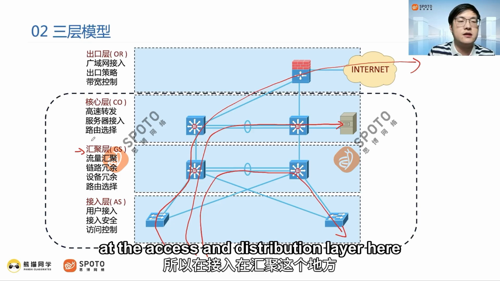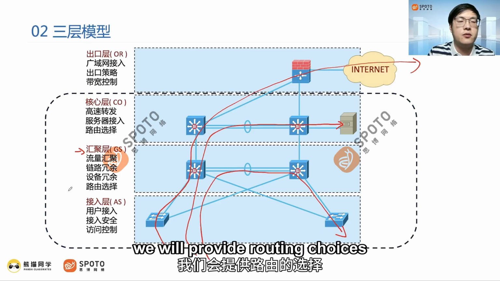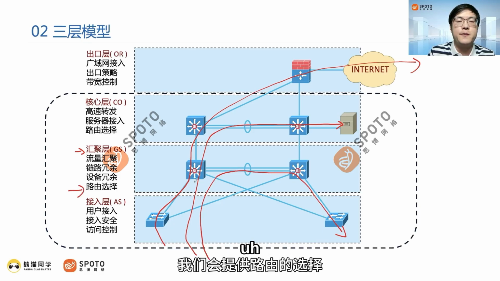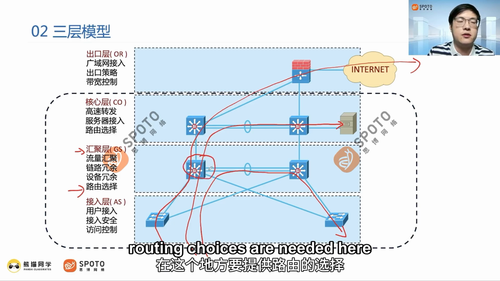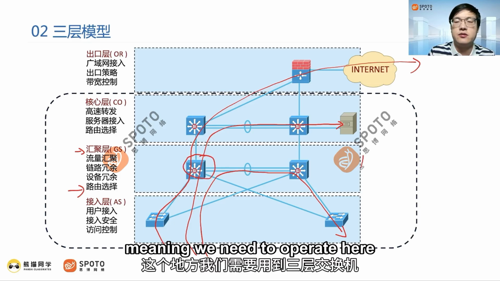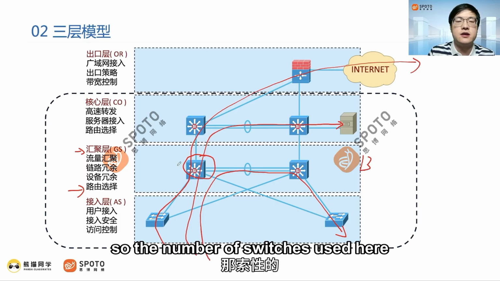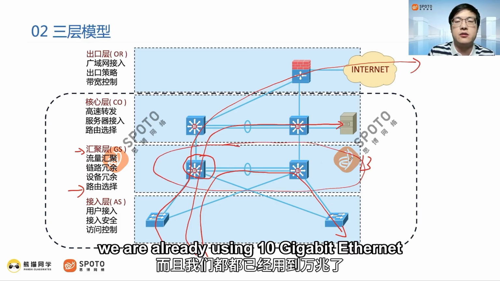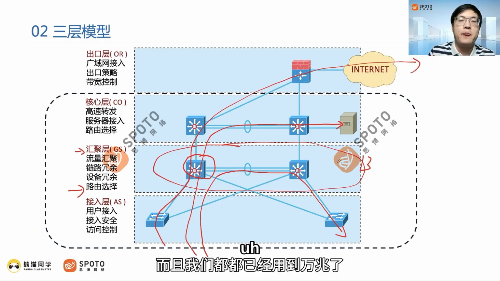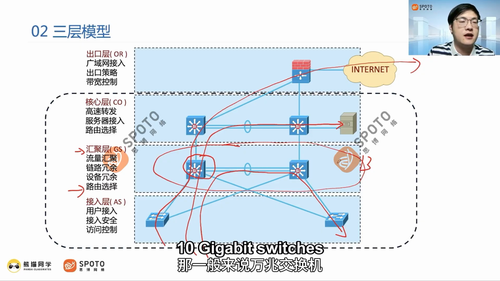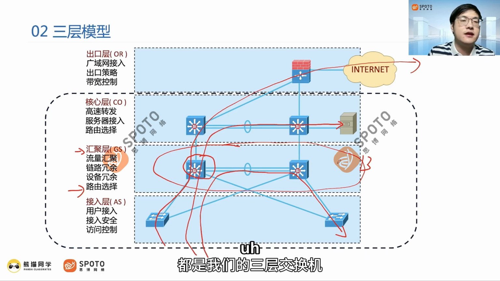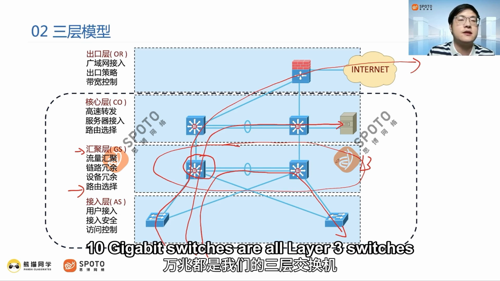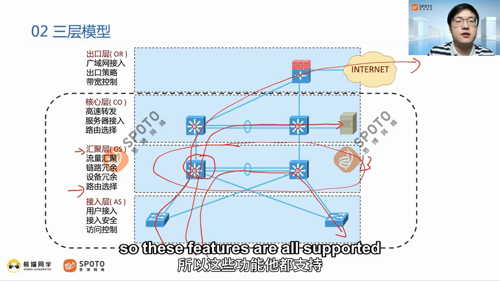So at the access and distribution layer here, we will provide routing choices. Routing choices are needed here, meaning we need to use layer 3 switches here. And also, we are already using 10 gigabit Ethernet. Generally, 10 gigabit switches are all layer 3 switches, so these features are all supported.